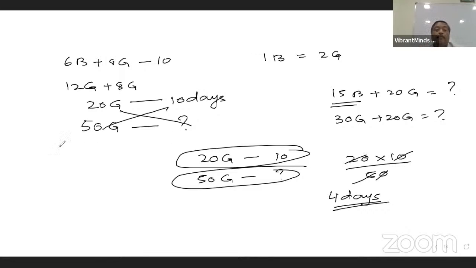See, here, understand one thing. Number of people and number of days, they are inversely proportional.